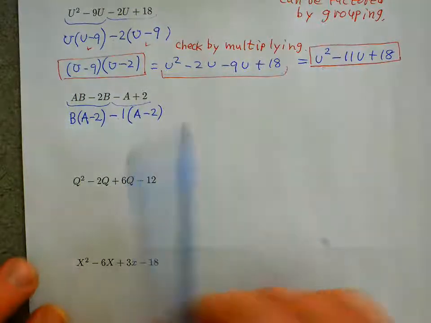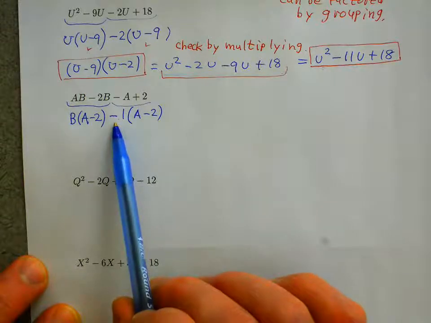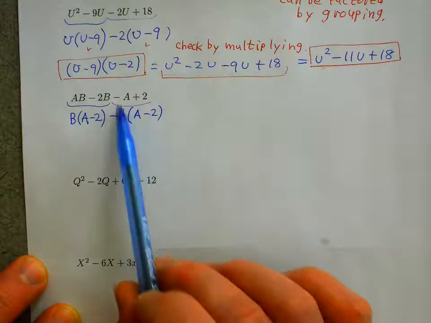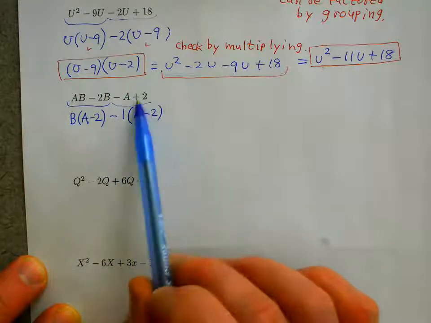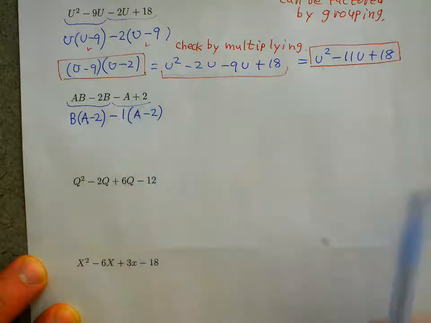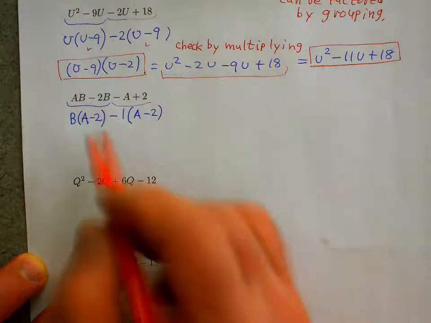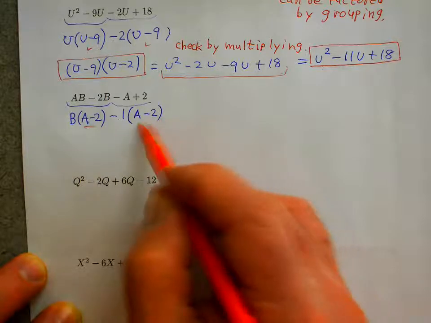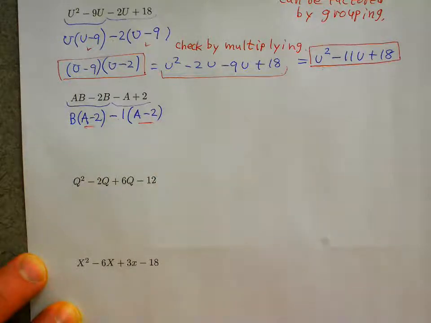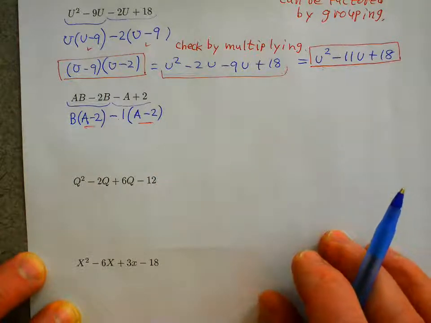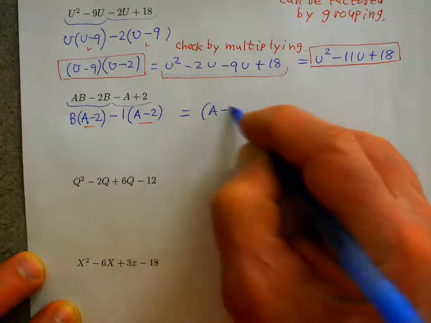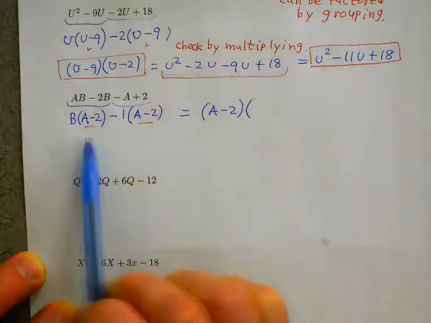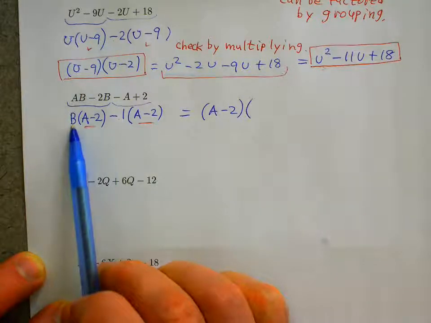And then just get into the habit of visually checking. Negative 1 times a is equivalent to minus a, and negative 1 times negative 2 is equivalent to adding 2. So everything checks out. The two binomials match again. The a minus 2 appears in both places. And so now we just factor a minus 2 out. And the other factor that stays behind is b minus 1.